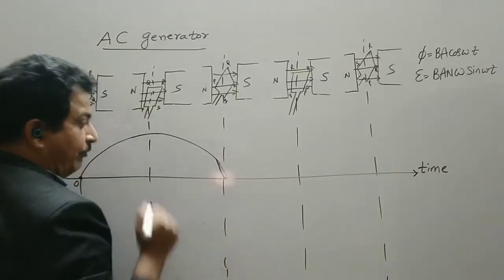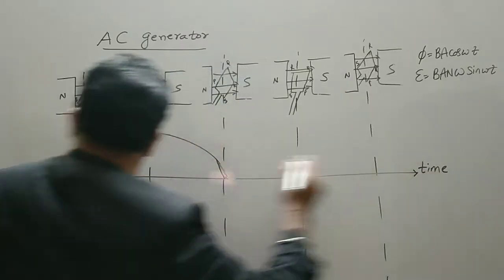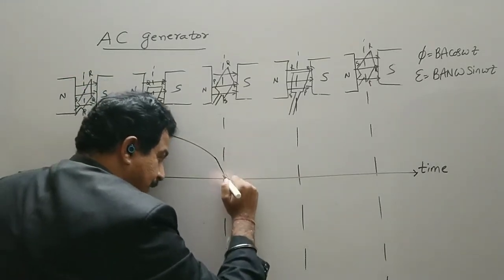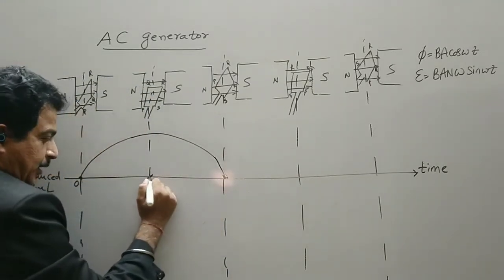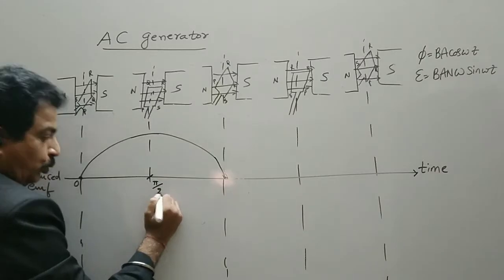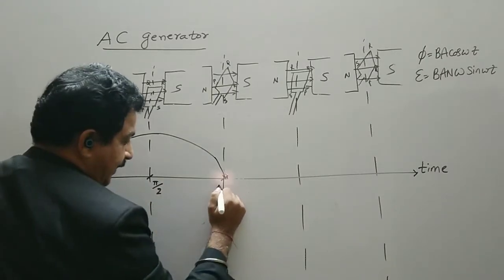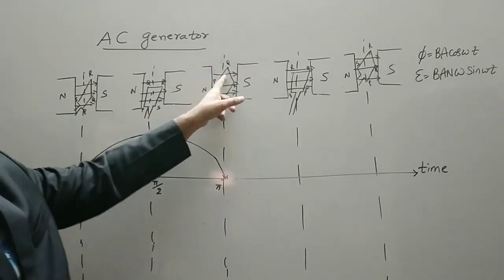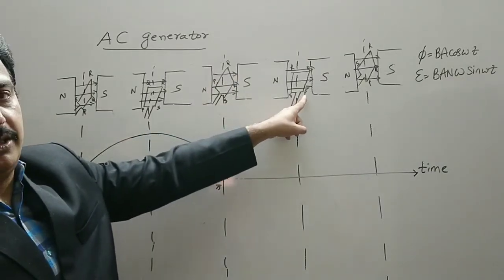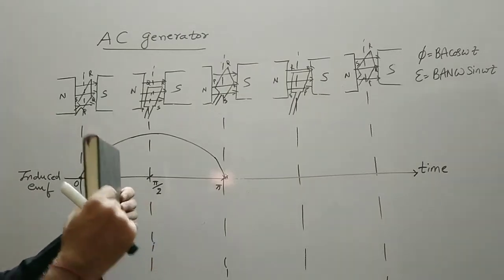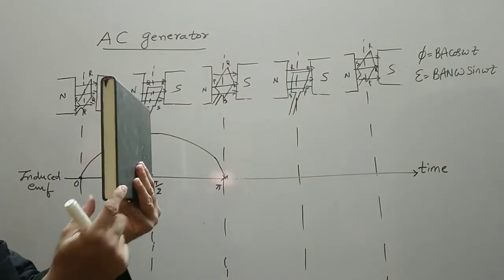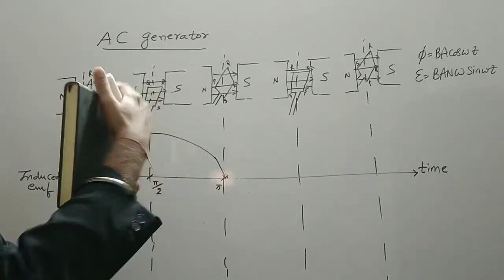So this is the graph of induced EMF versus time. But let us also write this in terms of angle. So this is pi by 2. This is pi. After 180 degree, the polarity has changed. So PQ, which was this end, initially this was your P, Q, R, S.